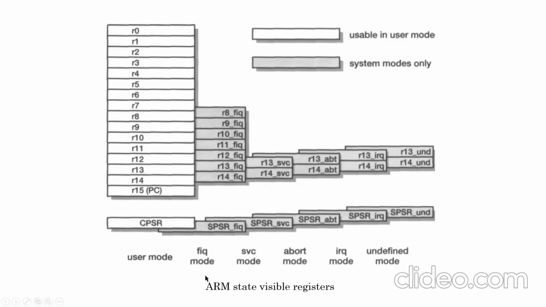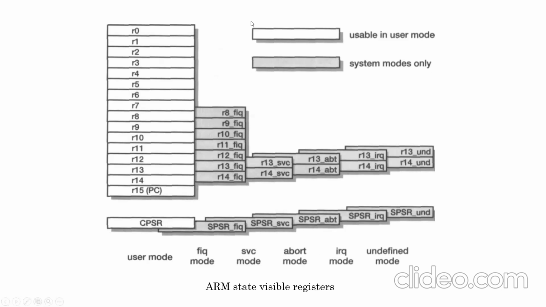If I go with the FIQ mode, R0 to R7 are general purpose registers. R8 to R14 act like special purpose registers specifically for the FIQ mode, and SPSR, the saved program status register. Similarly, in SVC mode, supervisory control mode, R0 to R12 are general purpose registers, and R13, R14, SPSR are special purpose registers. Abort mode, IRQ mode and undefined mode are also the same.